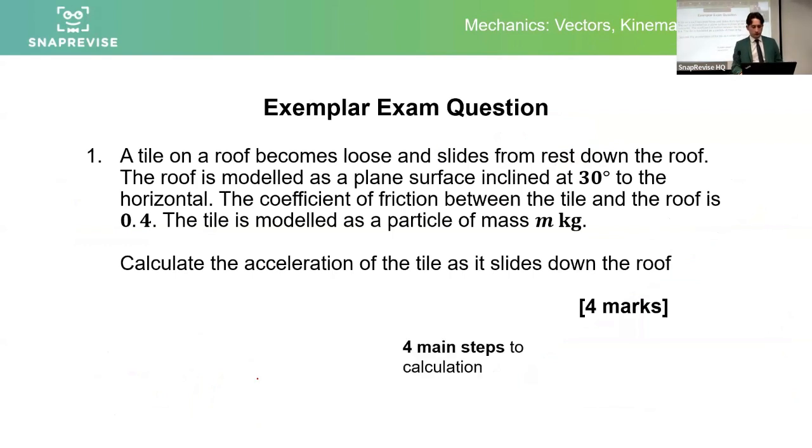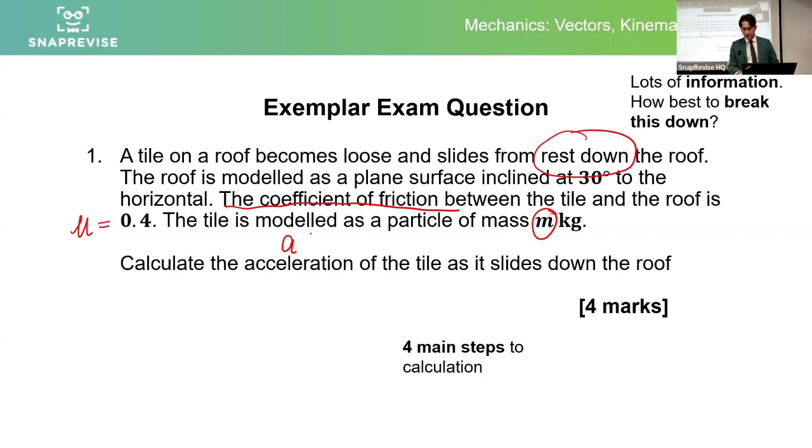A tile on the roof becomes loose and slides down from rest. That's important, that's suggesting something. The roof is horizontal, modeled as a plane inclined at 30 degrees. The coefficient of friction, so mu, is 0.4. Particle of mass m, calculate the acceleration.